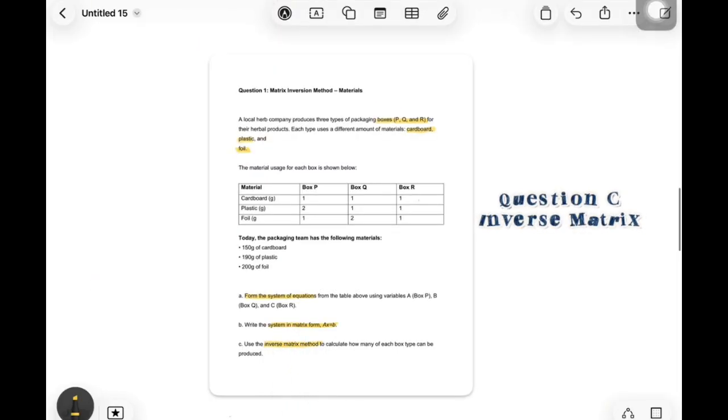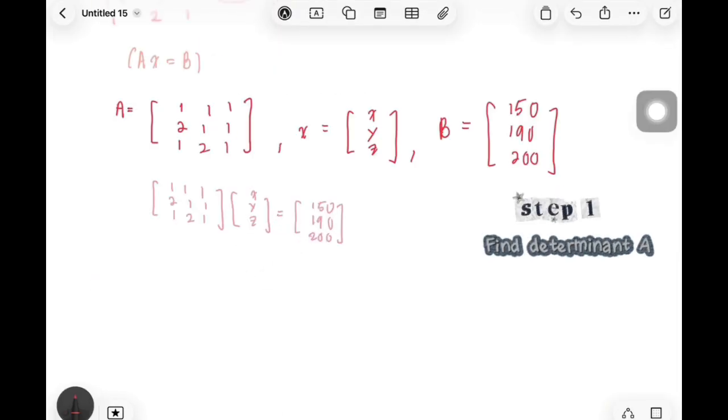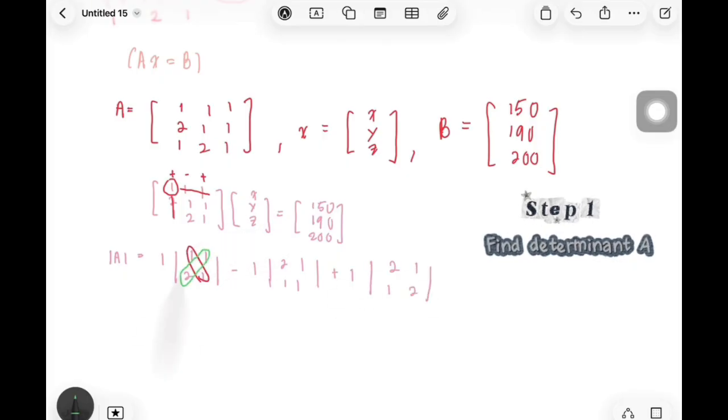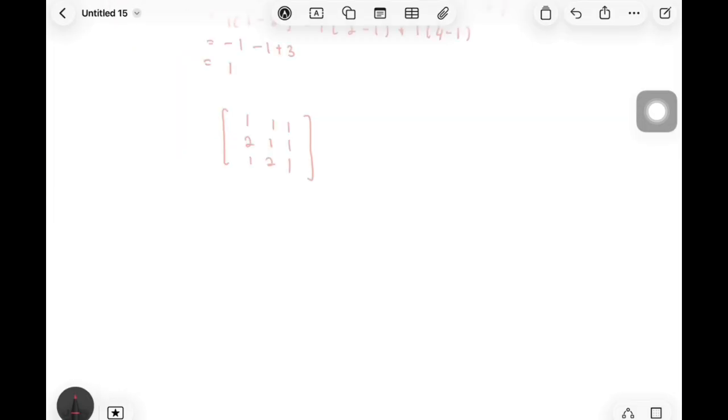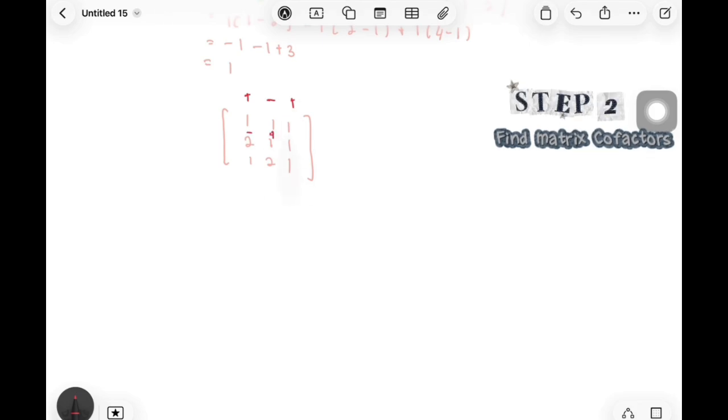Question C, inverse matrix method. Step 1: find the determinant of A. Use cofactor expansion along the first row. Calculate each cofactor by finding the 2 by 2 determinant. Step 2: find the cofactor matrix by using this step.